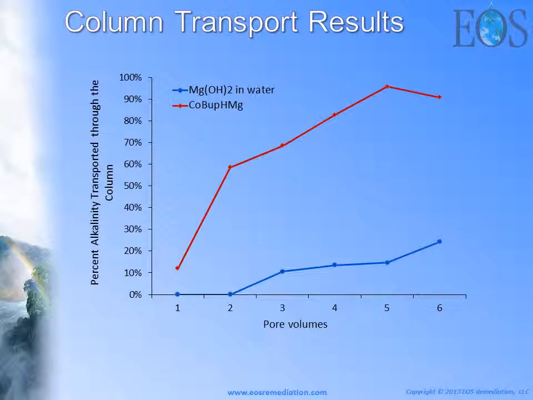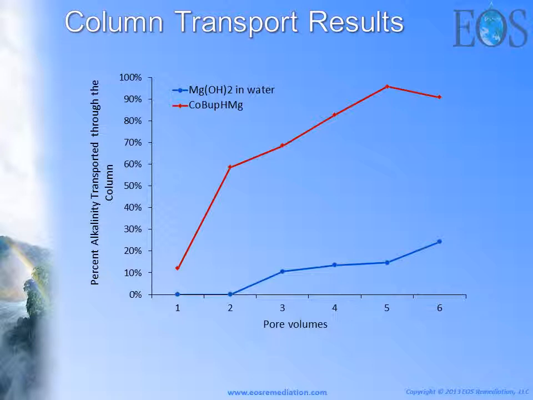We essentially got no measurable alkalinity on the effluent side of the column, and we kept flushing this column with more and more pore volumes. Eventually we got some of the material to start transporting, but not a whole lot, and in the end of the experiment we only got about 25 to 30% of the material to come out of the effluent side of the column, meaning that most of it was blocked up at the influent port.